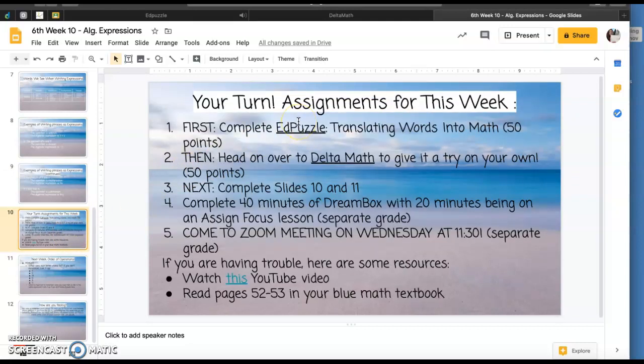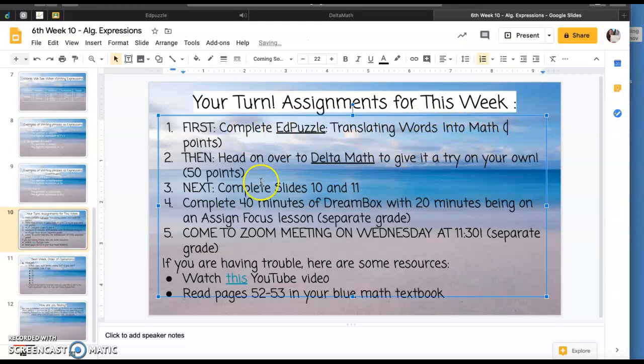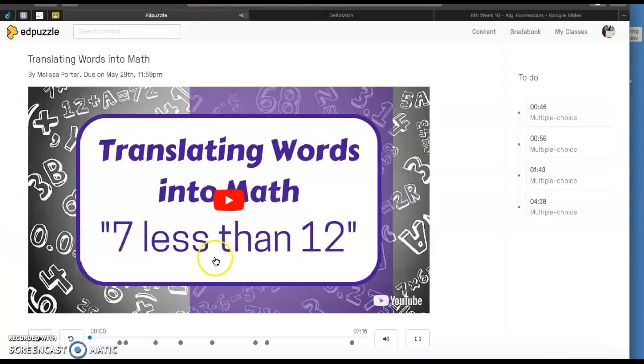All right, so now it's your turn. You have assignments for the week. First, you're going to complete this Edpuzzle, translating words into math. It's not going to be 50 points. I need to change that. Sorry. So that's going to be 40 points. Sorry about that. And this is what it looks like. It's only 7 minutes and 16 seconds. So you will work on that first.